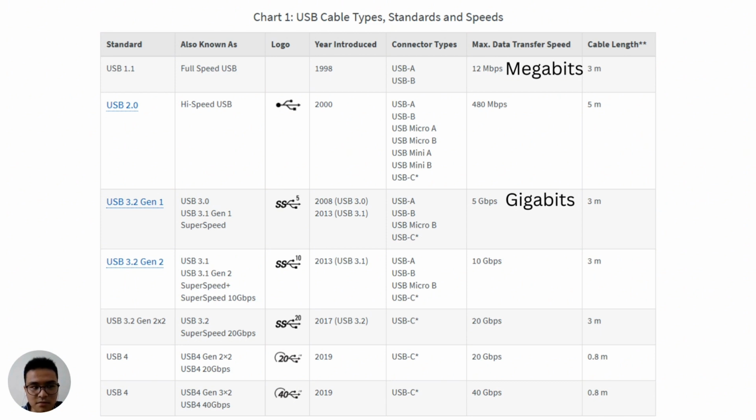And the newest is USB4 40 gigabits per second, and the logo becomes 40. It is also introduced in 2019, and it also uses USB-C. Its max data transfer speed is 40 gigabits per second, and its cable length is also 0.8 meter.